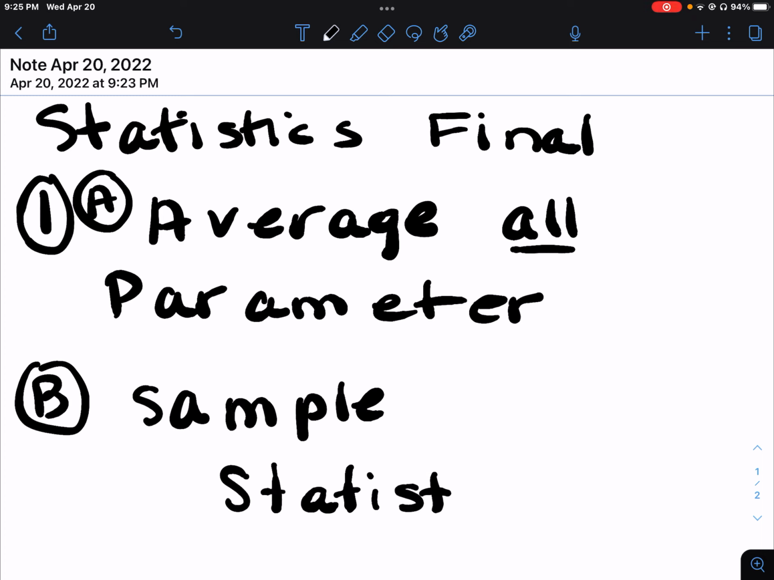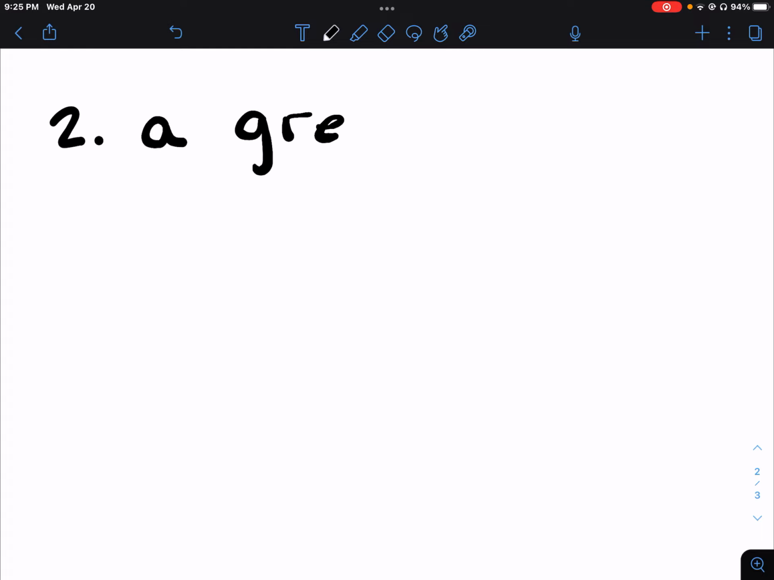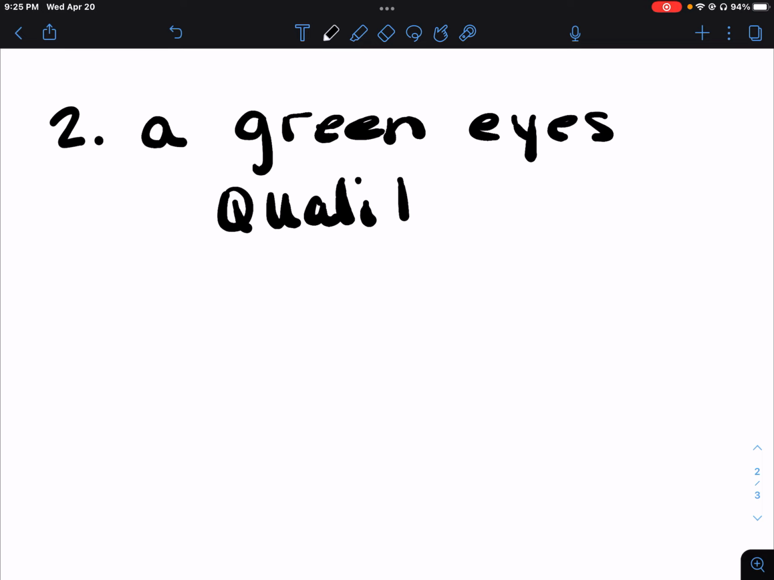Okay, number 2 says quantitative or qualitative. Okay, green eyes is a characteristic, so that's qualitative. Okay, which means a quality, a characteristic.